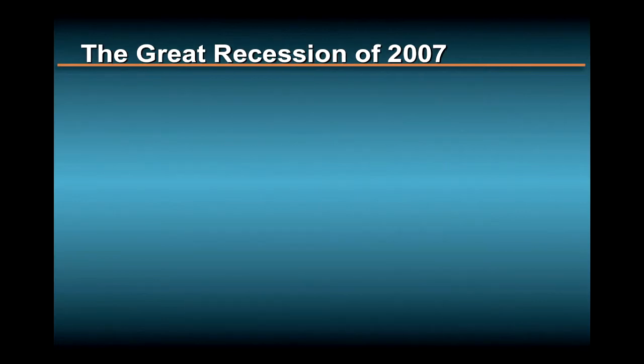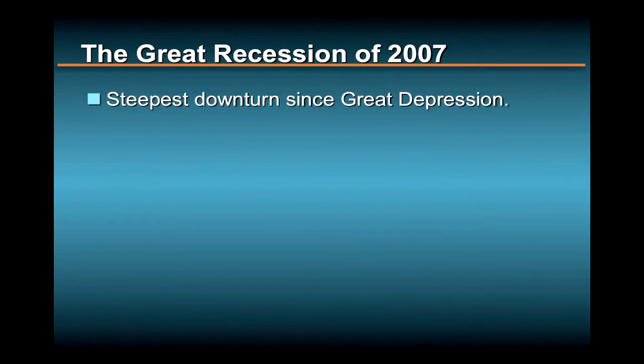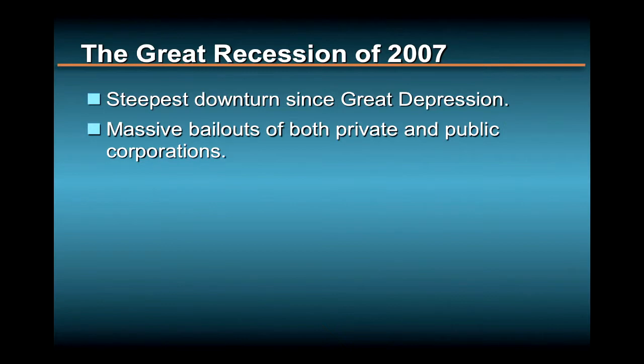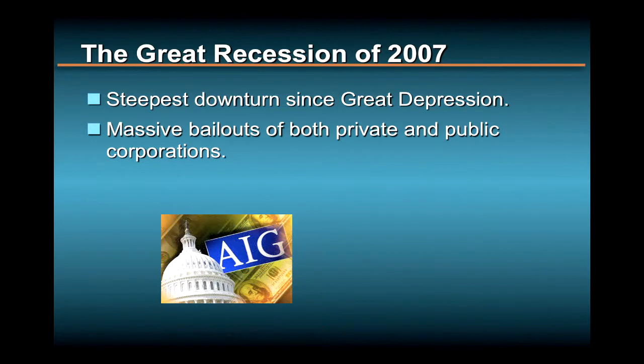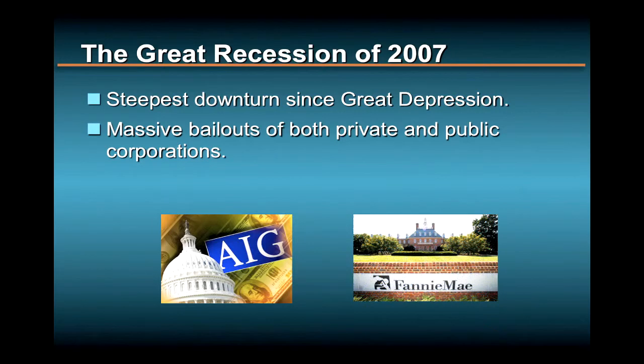Of course, the worst part of the 2000s was the Great Recession of 2007. This was the steepest economic downturn since the Great Depression. It was an era characterized by massive bailouts, not just of private corporations like General Motors and AIG, but also of public corporations like housing agencies Fannie Mae and Freddie Mac.